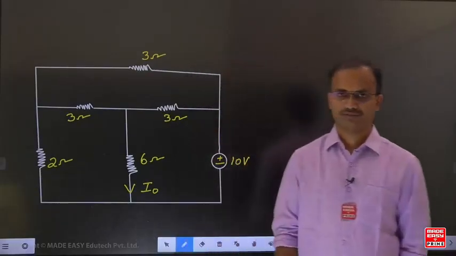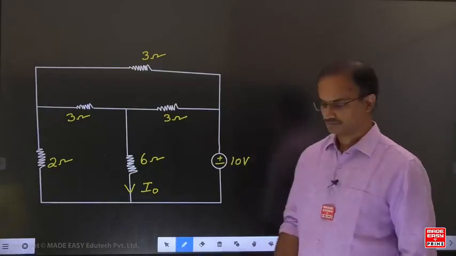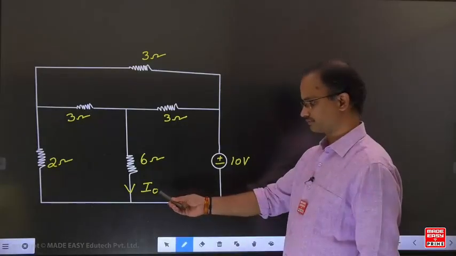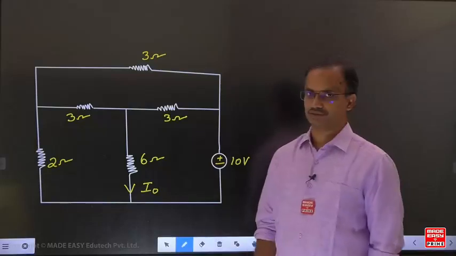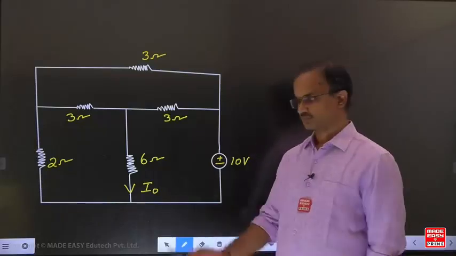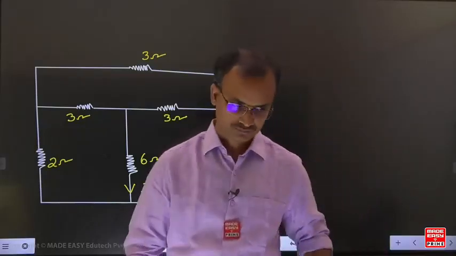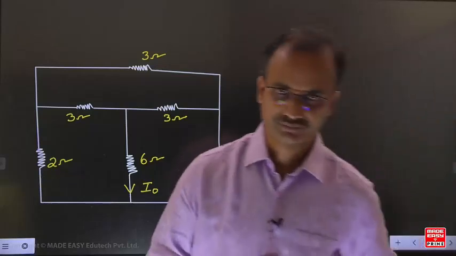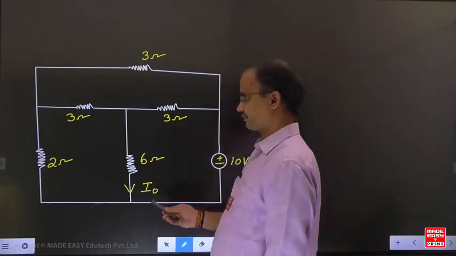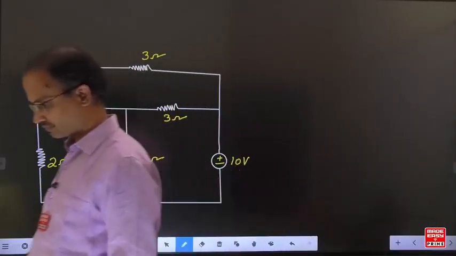Write this question. Find I naught of the network shown. Draw this figure.